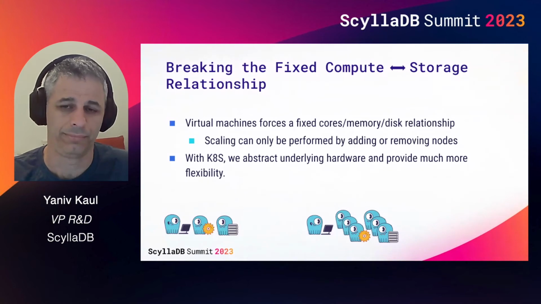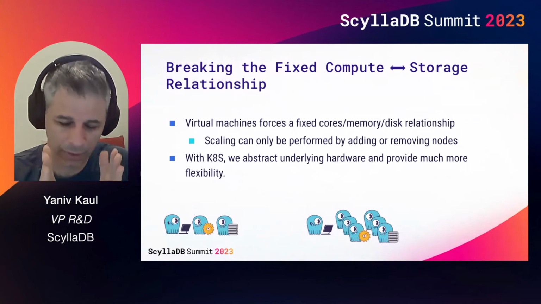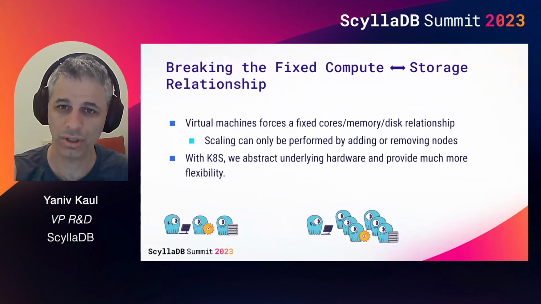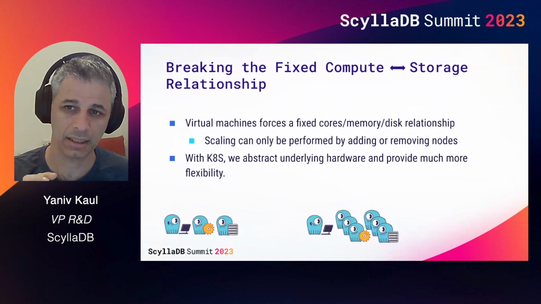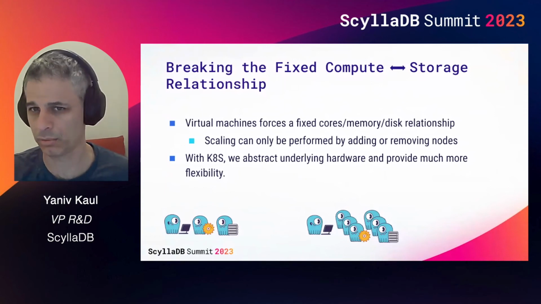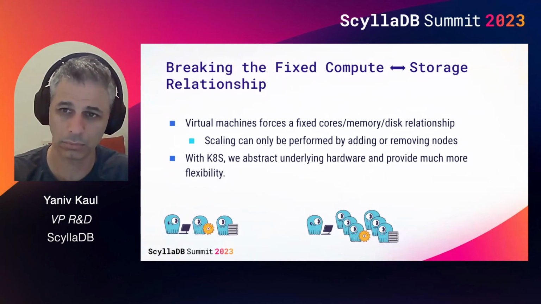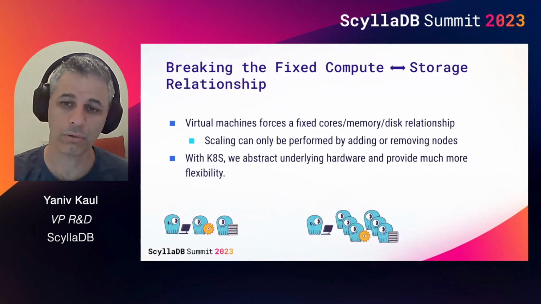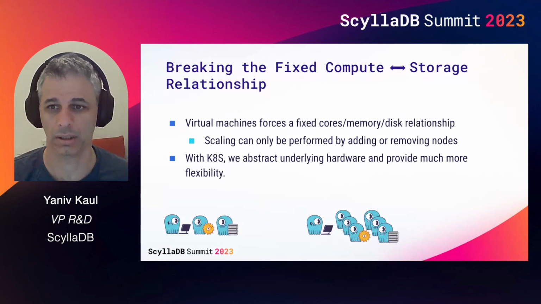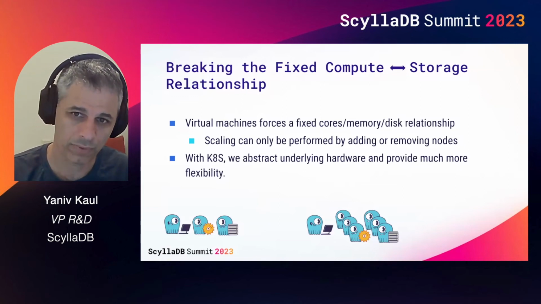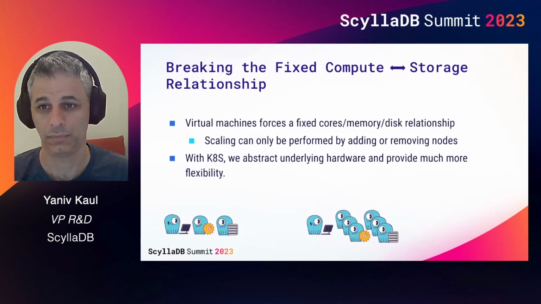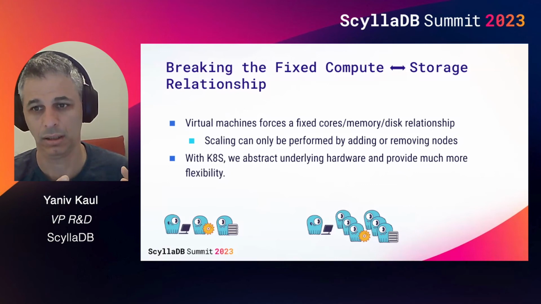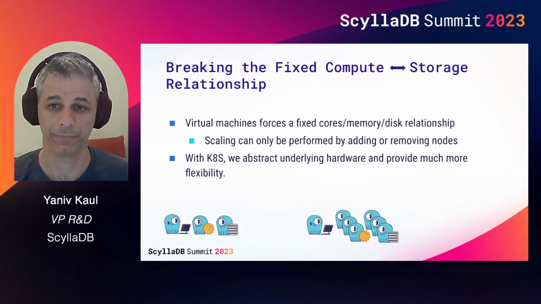So what changed? With virtual machines, we have a fixed set of relationships between the number of cores, amount of memory, and size of storage each node of a cluster can have. Scaling can be performed either by adding or removing nodes or by replacing nodes with different node types, somewhat heavy operations. Using Kubernetes, we abstract the underlying hardware and provide much more flexibility and elasticity.